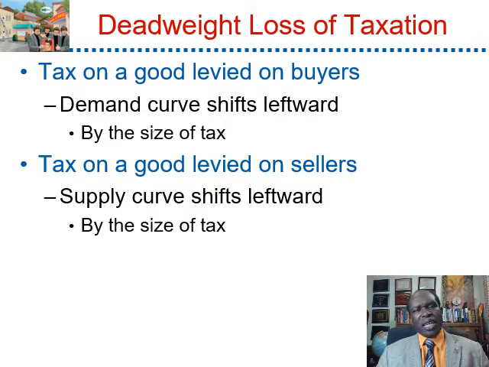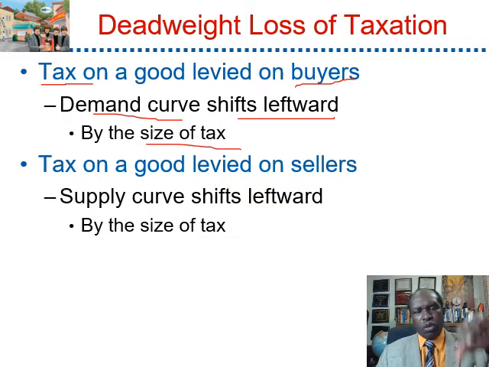If the tax on the good is levied on the buyer, then the demand curve would shift to the left by the size of the tax. In other words, if buyers have to pay the taxes, this will reduce consumer surplus.